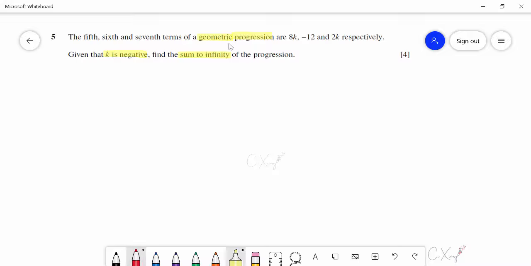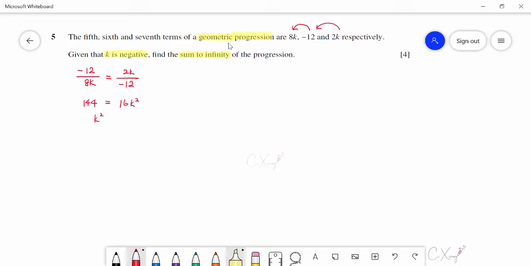Since we know that this is a geometric progression, what is the r? r will be negative 12 divided by 8k, or 2k divided by negative 12. So these are my r. Therefore, I can use the relationship for this r. So negative 12 over 8k is the ratio, equal to 2k divided by negative 12, which is also the ratio. So ratio equals ratio. Then from this equation, I want to get the value of k. So 8 times 2 is 16.